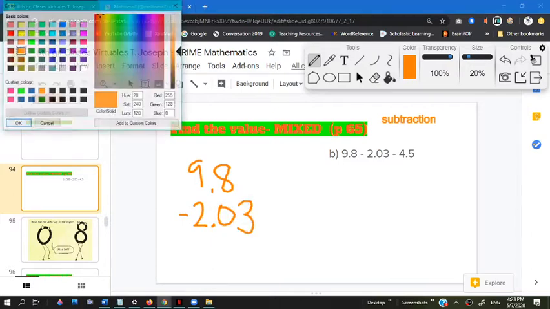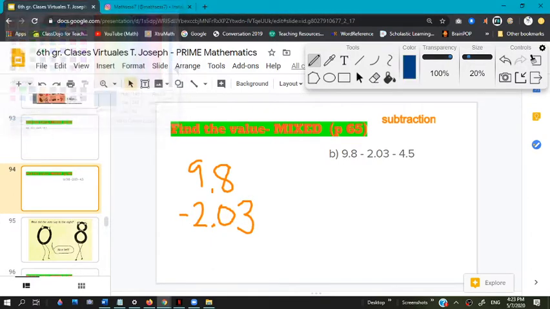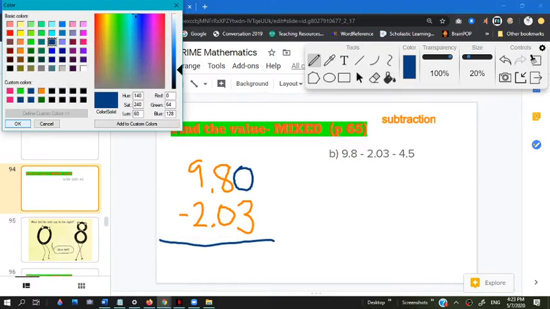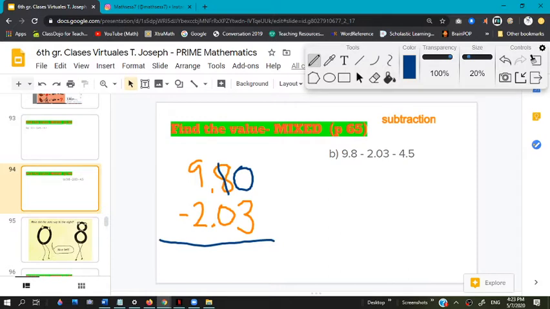Okay, I'm going to put a 0 in my hundredth spot, right here, so I can continue doing my subtraction. 0 minus 3 we can't do, so we're going to go over to the next column and pretty much take away that number. We're going to take away 10 and bring that 10 over here. So 10 minus 3 equals 7. 7 minus 0 equals 7. And 9 minus 2 equals 7. So we have 7.77. Bring my decimal point into my problem.